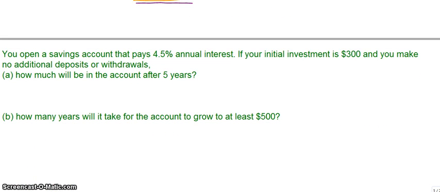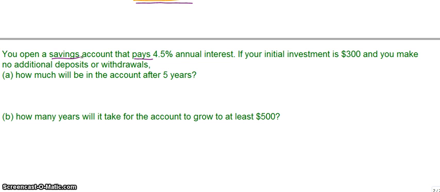You open a savings account that pays 4.5% annual interest. So again, we are getting interest. We're looking at a savings account. We're looking to gain money. If our initial investment was $300 and you make no additional deposits or withdrawals, two parts. We're going to look at how much money will be in the bank after 5 years, and then we're going to estimate how many years it'll take for the account to grow to at least $500.